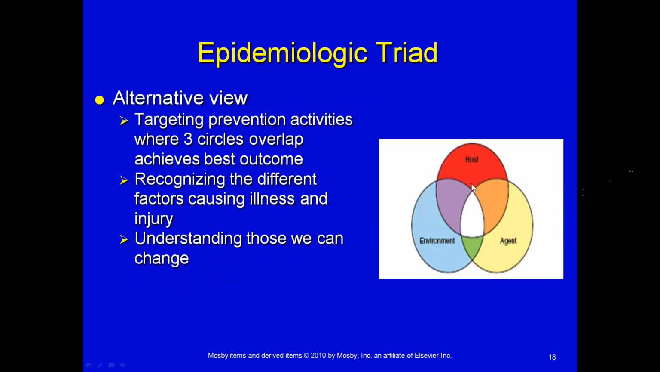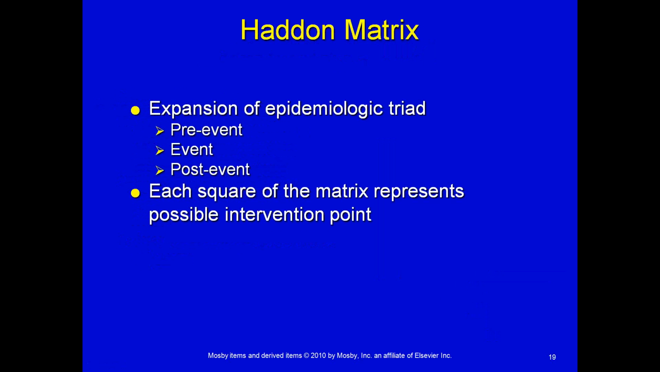Another thing to consider is that if we use a circle technique instead of triangles, we've got environmental issues that cause injuries, host issues that cause injuries, and agent issues that cause injuries. And if we focus on this area here in the white, where all three of these circles intersect, that's where we're going to achieve our greatest outcomes. And also appreciating that different factors cause illness and injury, and understanding which of those we can change.